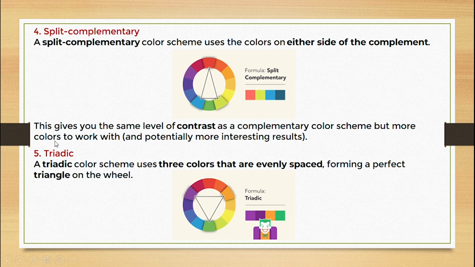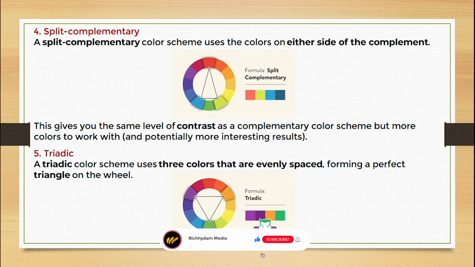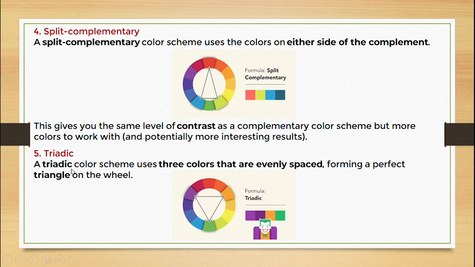Moving on, this gives you the same levels of contrast as a complementary color scheme, but more colors to work with. So you have more colors to work with if you are using split complementary compared to complementary color scheme. Complementary color scheme is basically just two colors. But if you are working with a client that wants maybe more than two colors, you can make use of split complementary color. So moving on, triadic color scheme.